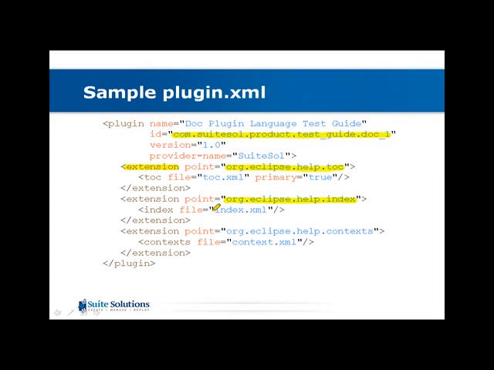It's expecting index.xml to look a certain way, but this is saying use index.xml as my index. Eclipse is not going to look for it by default. We have to say specifically this is my index file. And the same thing with context. I have to say here's my context. I want to have context sensitivity, and this is the file that I'm using for it.